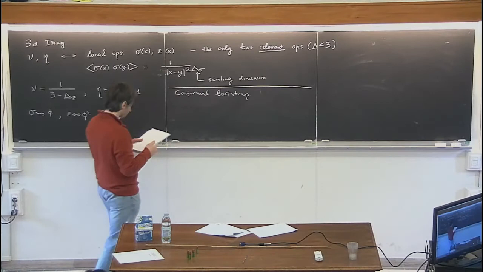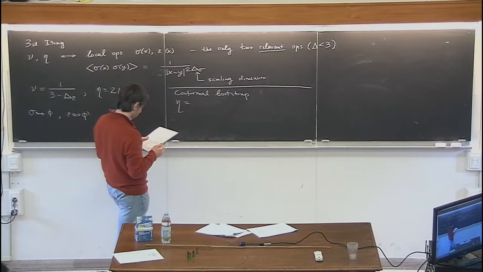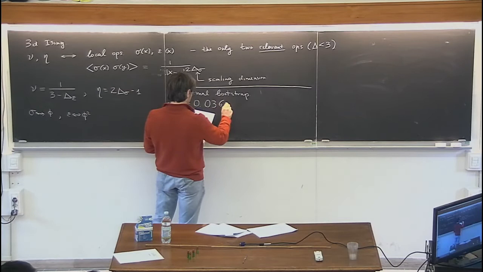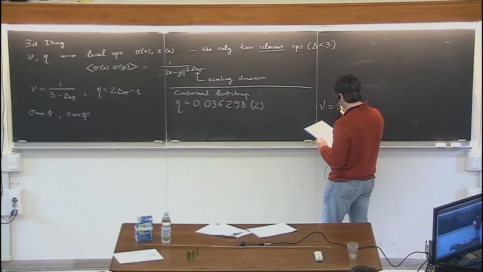And using this method, the following results can be obtained for these critical exponents. So I'm going to write them with many digits in all glory. So eta is equal to 0.0362982, and nu is equal to 0.6299714.